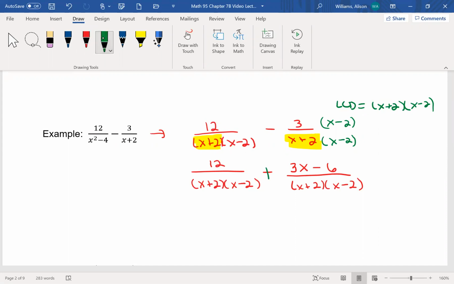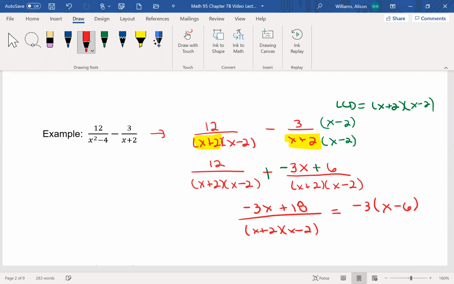I'm going to change this to be a plus and make this a negative 3x and a plus 6. Okay, so adding the numerators, negative 3x is the only term with an x. 12 plus 6 is going to be 18, positive 18, all over x plus 2, x minus 2. Now I can actually factor that numerator, and I'm going to because I'm going to make sure that I can't do any sort of simplifying. So I can factor out a negative 3, and I'm left with x, and that's going to change it to minus 6 because I'm factoring out a negative.